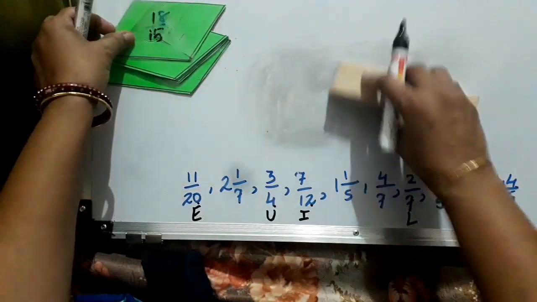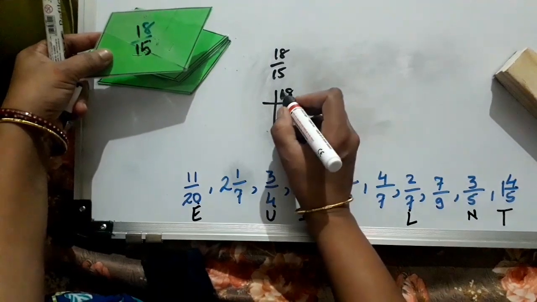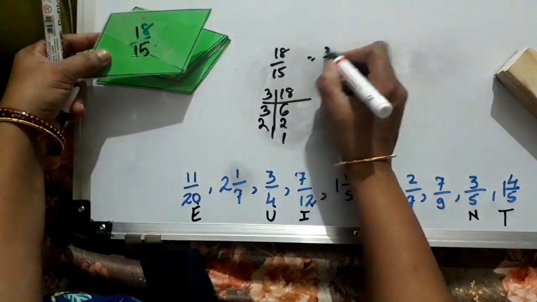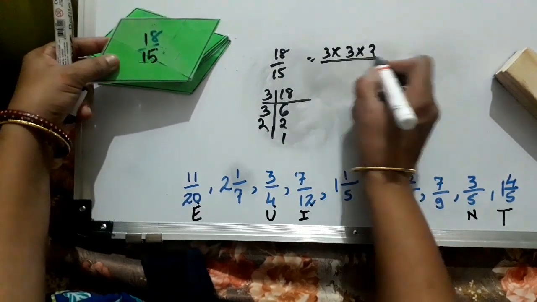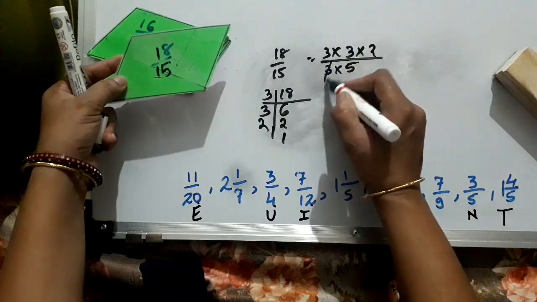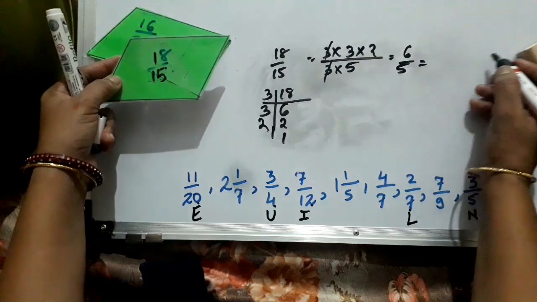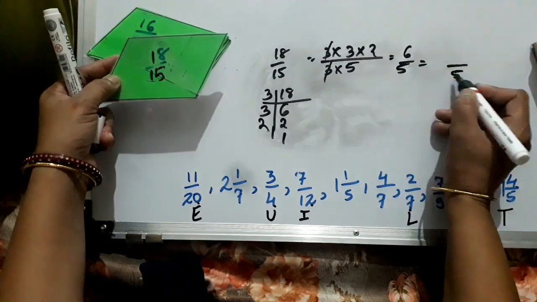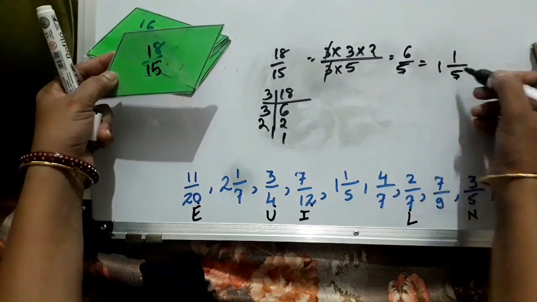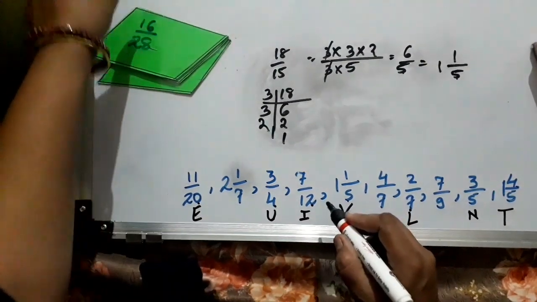Now the next one, we have 18 upon 15. 18, you can write it as 3 6s are 18, 3 2s are 6, 2 1s are 2. So 3 into 3 into 2, and 15, you can write 3 5s are 15. Orally also, you can do it. So 3 3 will go away. 6 upon 5, again an improper fraction, we need to convert it to a mixed fraction. In the denominator 5, 5 1s are 5, 5 plus which number is 6? 1. So 1 1 by 5 is here, and the letter is V. So I will write here V.